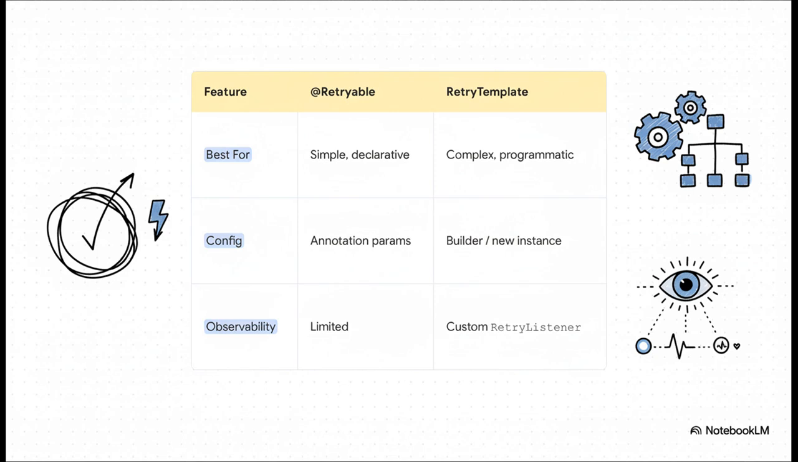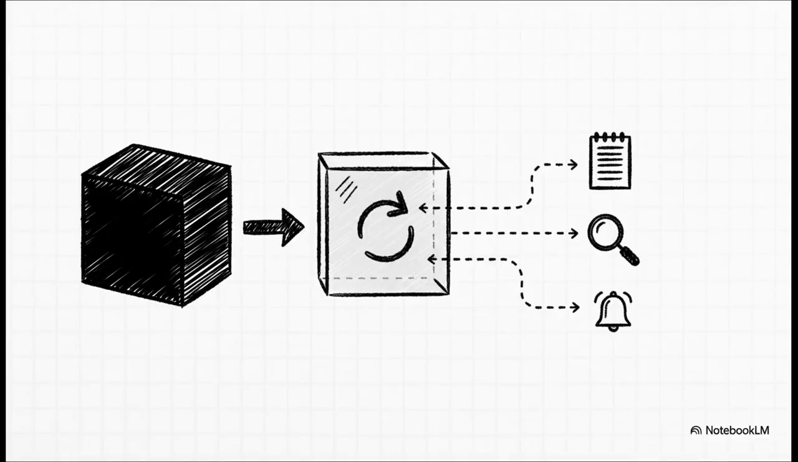The key difference is pretty straightforward. @Retryable is for your quick, declarative wins. RetryTemplate is for when you need to roll up your sleeves and programmatically build your retry logic, giving you that fine-grained control and, most importantly, observability. And that observability, that's the real killer feature. With RetryTemplate, you can attach custom retry listeners. This lets you hook into the retry process to log every single attempt, audit why things are failing, or even send an alert if a service fails too many times in a row. It turns a black box into a glass box, so you can see exactly what's going on.